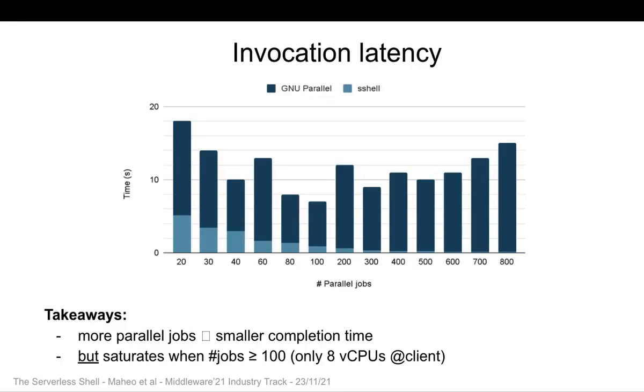On this slide, we focus on the invocation latency. When we talk about invocation latency, we isolate the latency coming with GNU parallel and the latency coming with shell. We see different runs, spanning from 20 to 80 parallel jobs. We see that the latency coming with shell decreases as we increase the number of jobs, but we can observe that GNU parallel doesn't scale well as we add jobs.